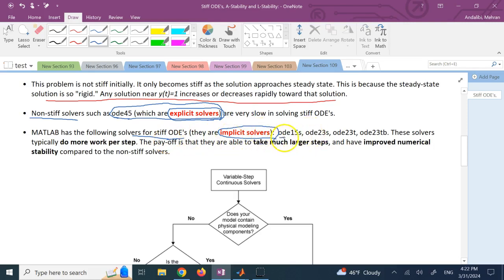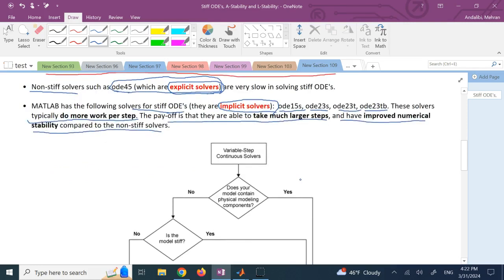What are they? ODE15S, ODE23S, 23T, and 23TB. Okay? Now, of course, they do more work per step because they have to solve that stiff equation. But since they take far fewer steps, at the end of the day, they have improved efficiency and improved numerical stability.